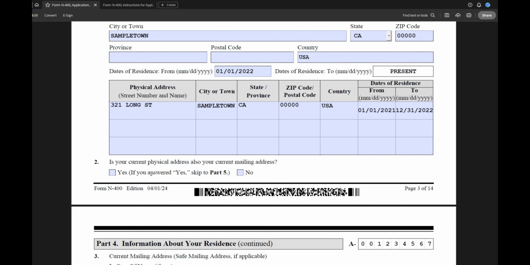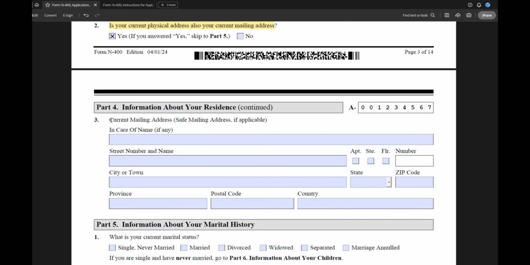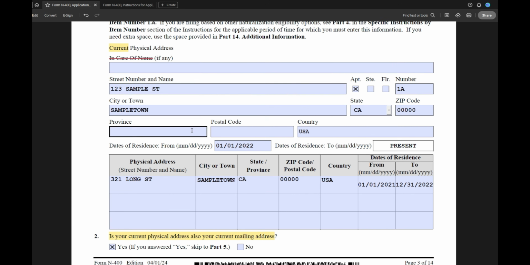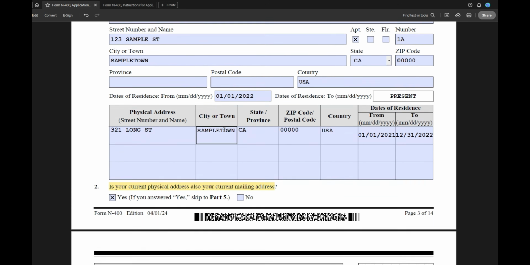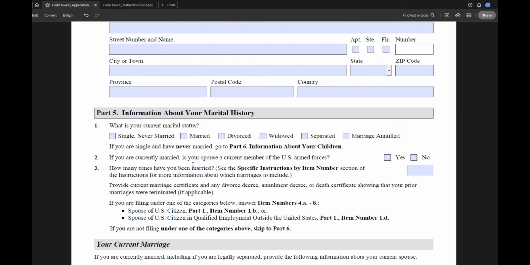Moving on. This next question is asking if your current physical address is the same as the mailing address. If you answer yes, then there's nothing else you need to do. But if you answer no, as you can see, it will then ask you to fill out this question to provide your current mailing address. In our case, our mailing and physical addresses are the same, so we're simply going to leave this blank and move forward to Part 5.